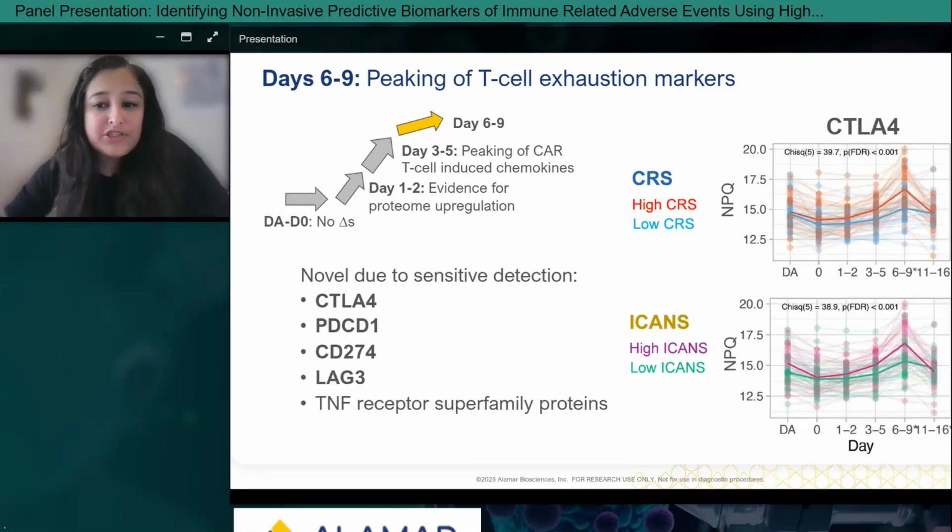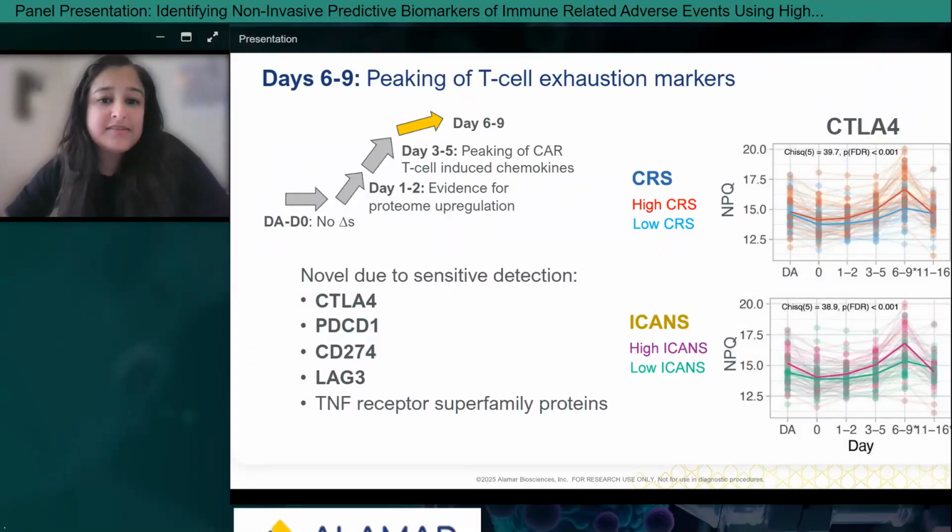Along with induction of Th2 cytokines, we also see increased expression of exhaustion markers such as CTLA4, PDCD1, CD274, and LAG3. This suggests that CAR-T cell exhaustion may not only contribute to the decreased persistence and the impaired anti-tumor activity that we are seeing, but these exhaustion markers are also linked with CAR-T toxicity.